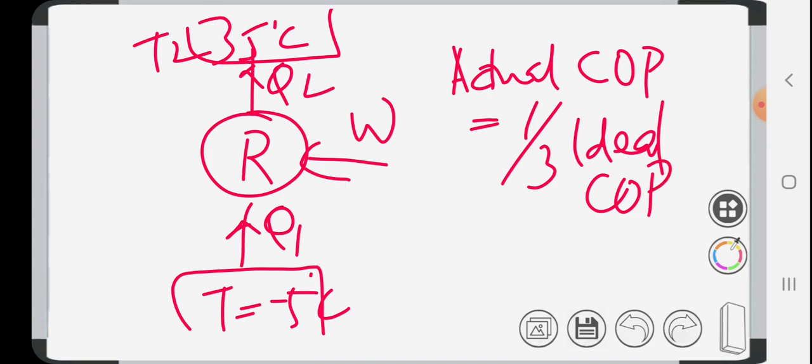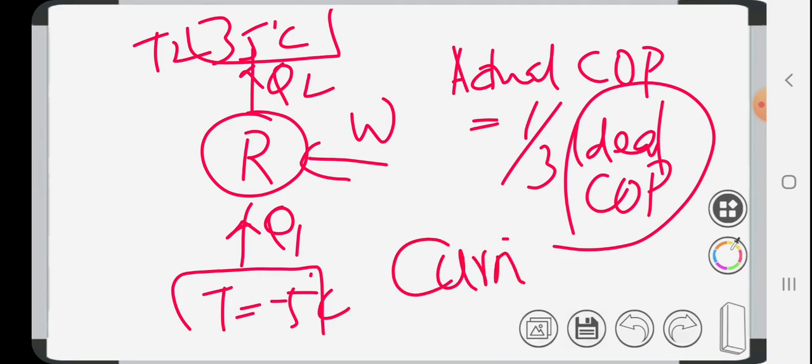Students, what do you mean by ideal COP? Ideal COP of a refrigerator is nothing but the COP of that particular refrigerator working between the same source temperature and sink temperature but operating in a Carnot cycle. The Carnot cycle is the ideal cycle. When working between the same temperatures and the cycle is undergoing a Carnot cycle, then the COP will be the ideal COP.